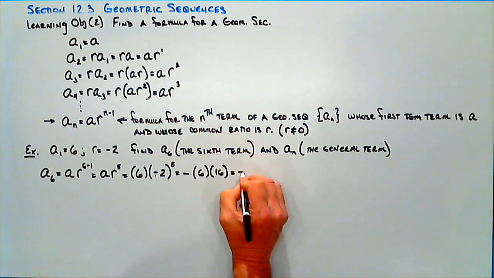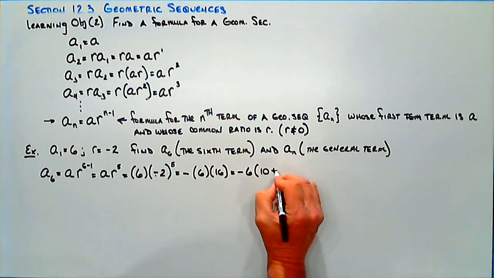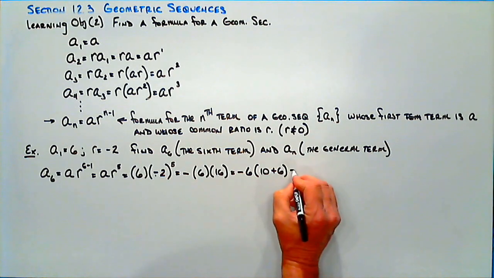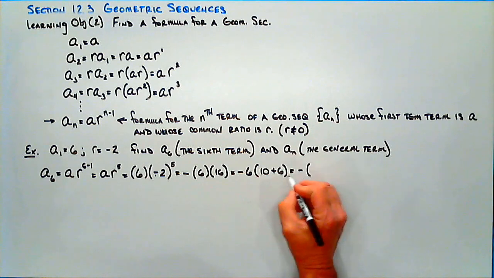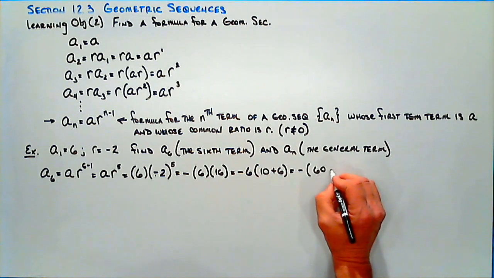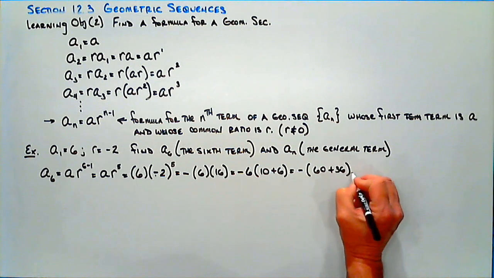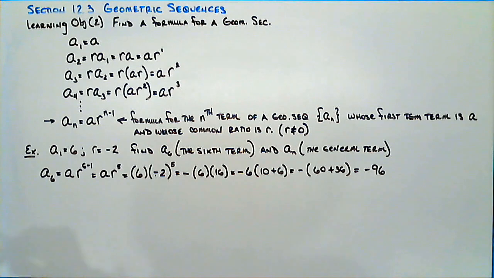And again, you've seen me do this many times. I'm going to work this out as 6 times 10 plus 6. The distributive property helps me do my multiplication quickly. So what do I have here? I have negative. 6 times 10 is 60. 6 times 6 is 36. So we get -96. So our 6th term is -96.